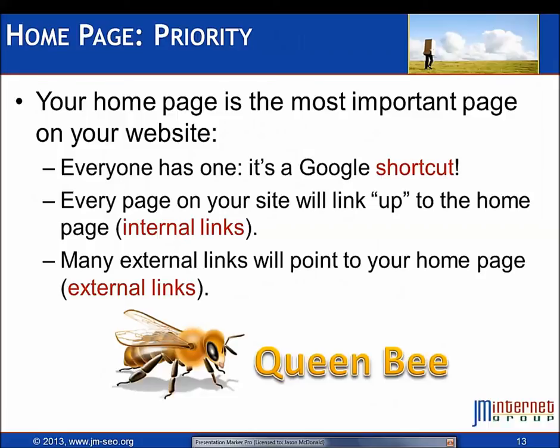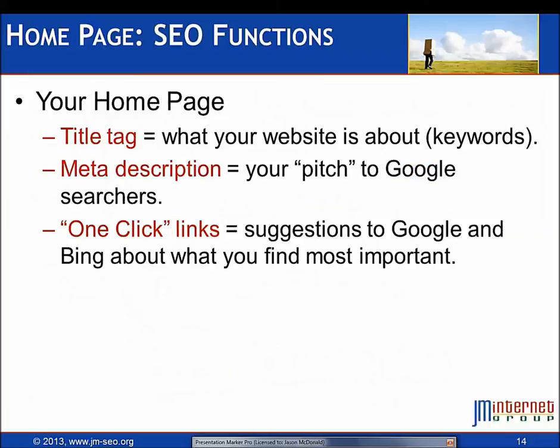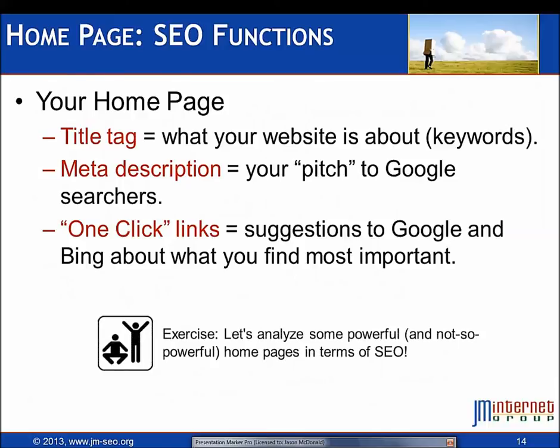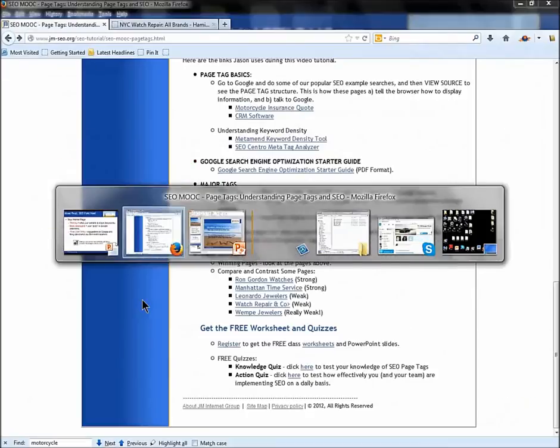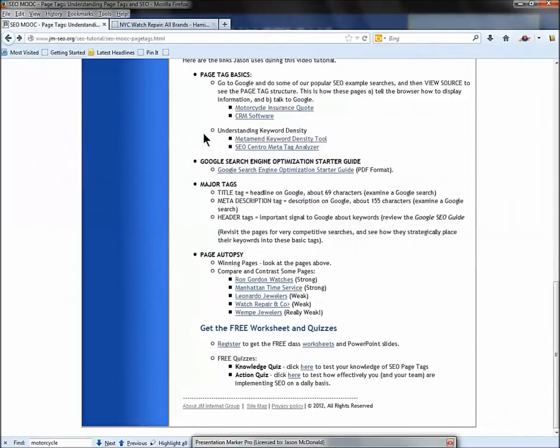Your homepage needs to communicate to Google your keyword priorities, starting with tags. So, great title tag on the homepage, great meta description with your pitch to Google, great one-click links from the homepage to subpages, what are called landing pages. So let's see this in action.